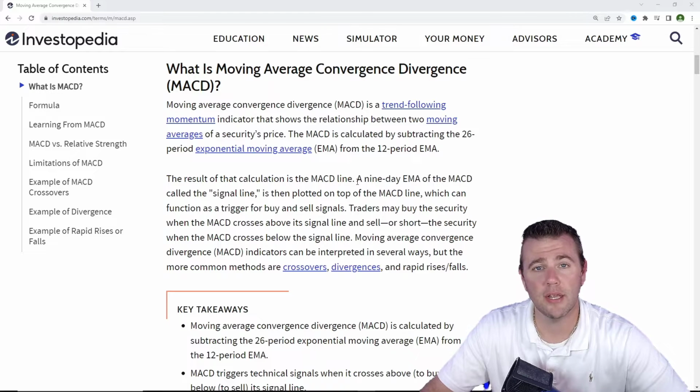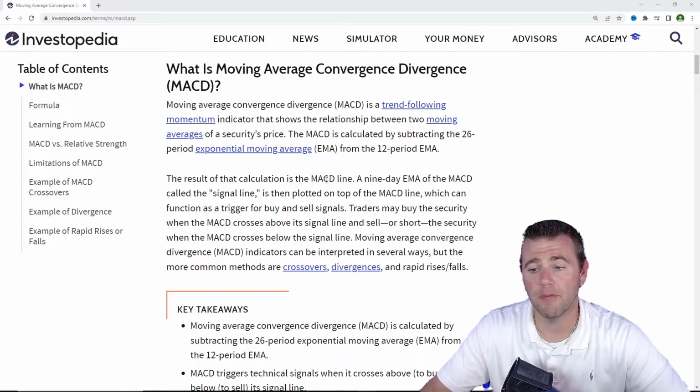There's also a set of moving averages you can use of an 8, 17, and 9, but that is more aggressive. We're not going to be talking about it here, but you can use that for more short-term traders. And if you do decide to use that, just know that you will have more false positives with it.